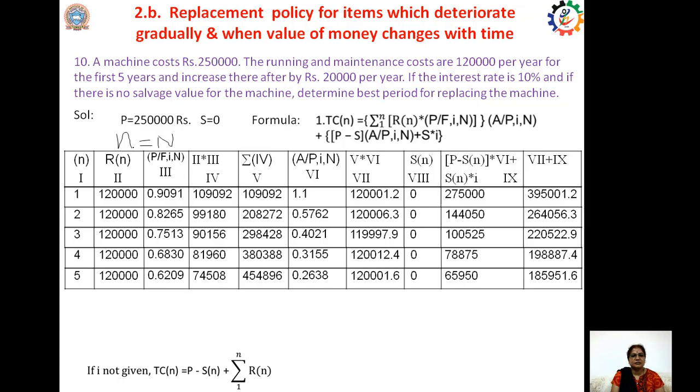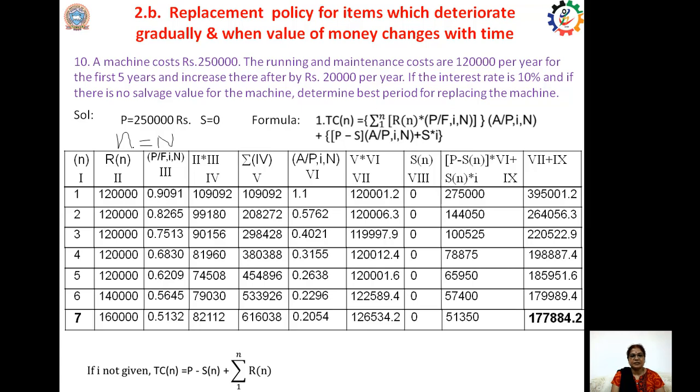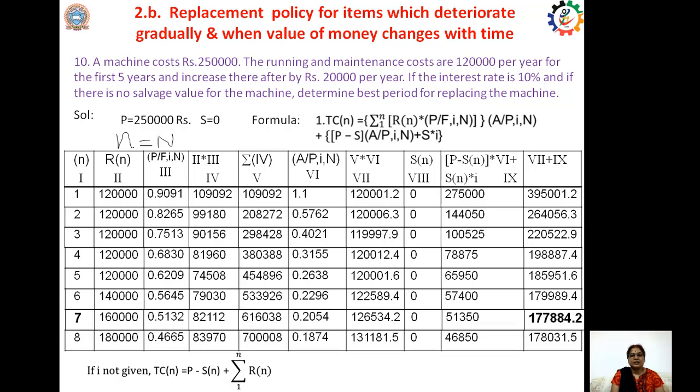Similarly, the same thing goes on. In the 6th row, when we come, we have to add 20,000 to the maintenance cost. Don't forget. Remaining things remain the same. 7th, 8th. How long do we have to continue? Nothing is given in the problem. Only the first 5 years maintenance remains this much, then it increases. That is all it is given.